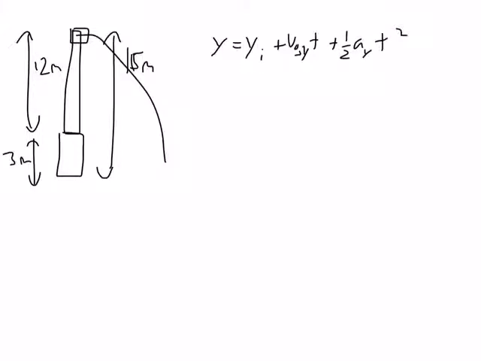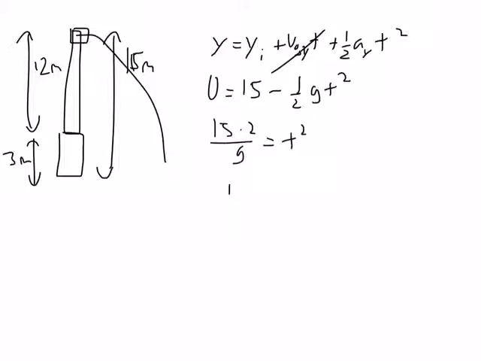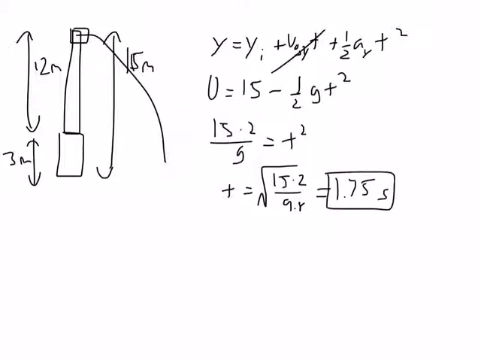Consistency. Okay, and we're launched horizontally, so this term is 0. Our final height is 0. Our initial height is the 15 meters. That equals. And acceleration is gravity, right? So we're going to get 15 times 2 all over g equals t squared, or t equals square root of 15 times 2 over 9.8, which is going to be about 1.75 seconds.